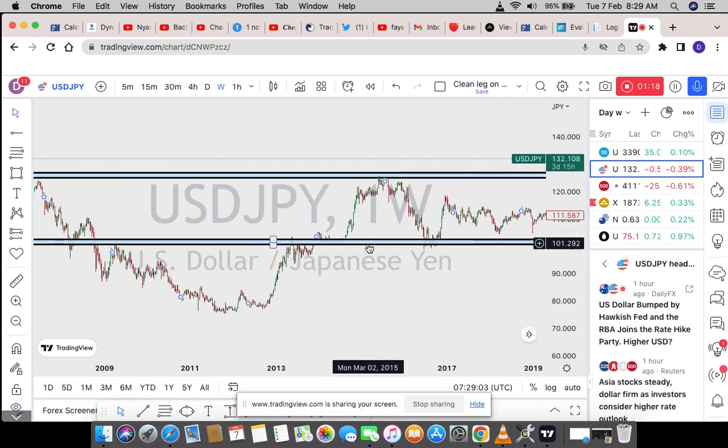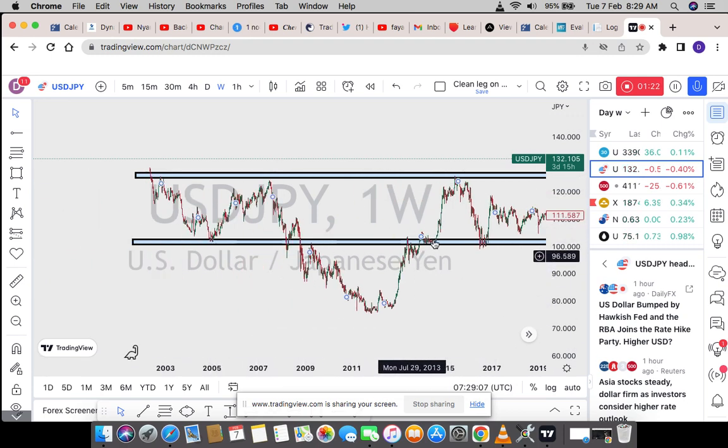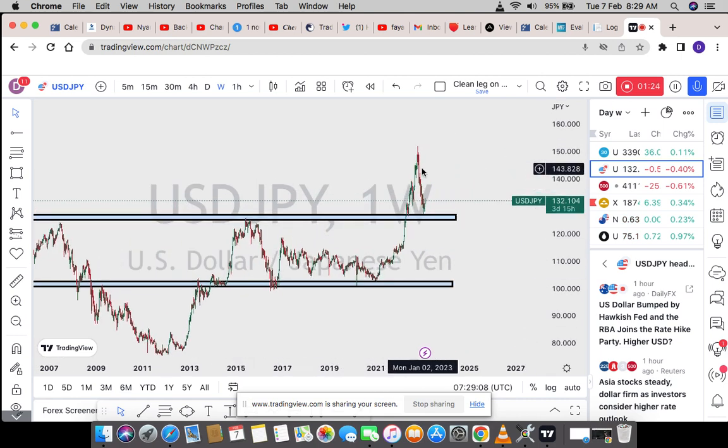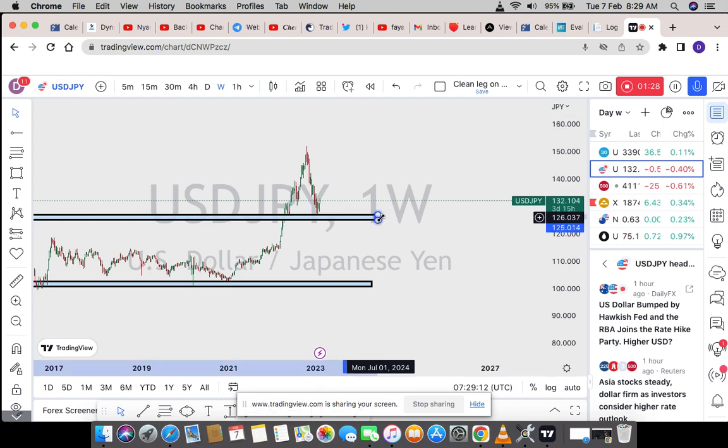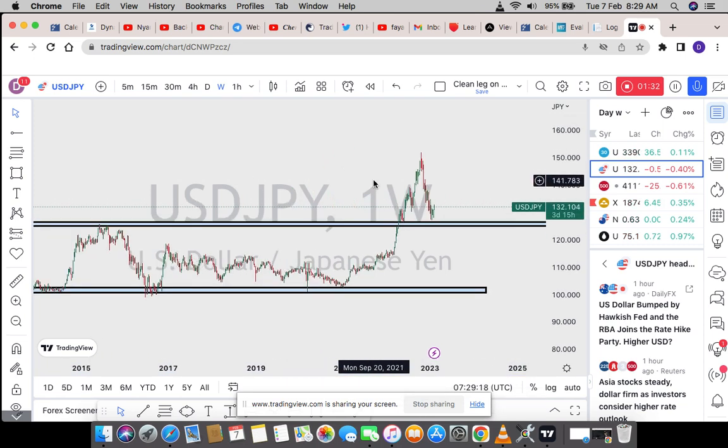So this is the neckline. Sorry, this is the head, shoulder, shoulder. Now we have broken out of the neckline, and then we went back to test it, which we have tested, and then we are now starting to look very, very bullish right now.